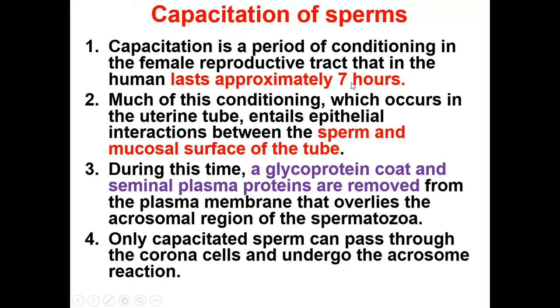मतलब ये process कितने देर तक चलता है? 7 hours तक. Much of this conditioning which occurs in the uterine tube entails epithelial interaction between the sperm and the mucosal surface of the tube.